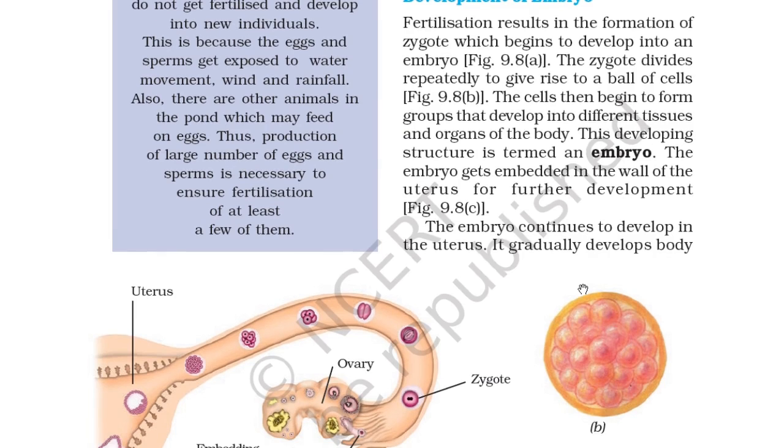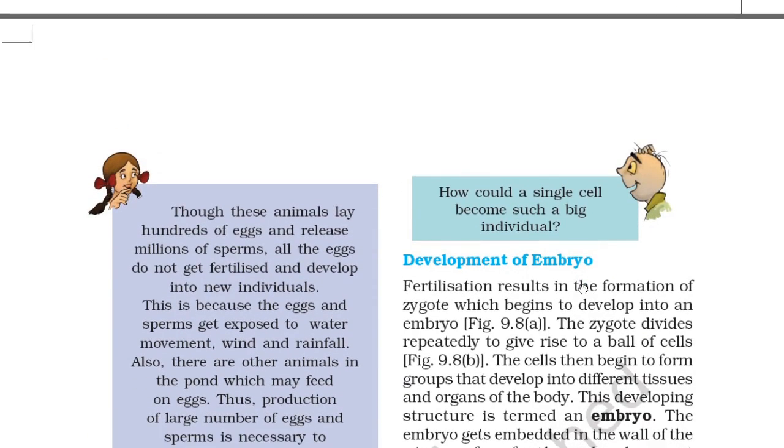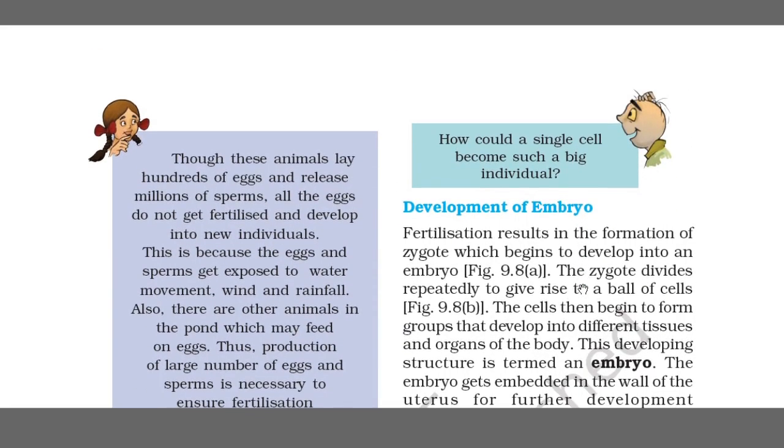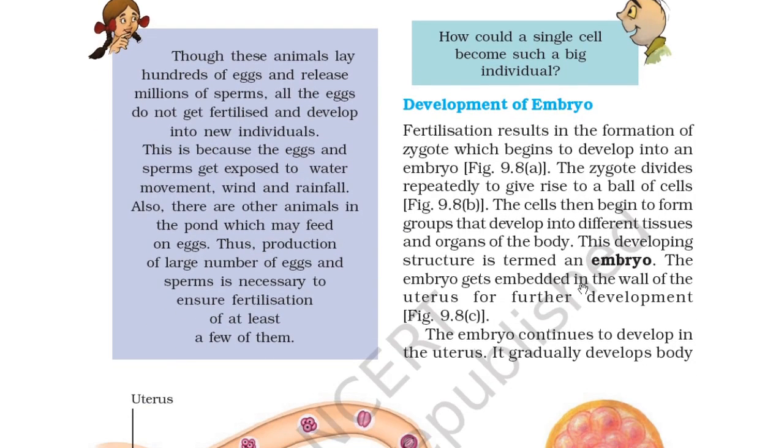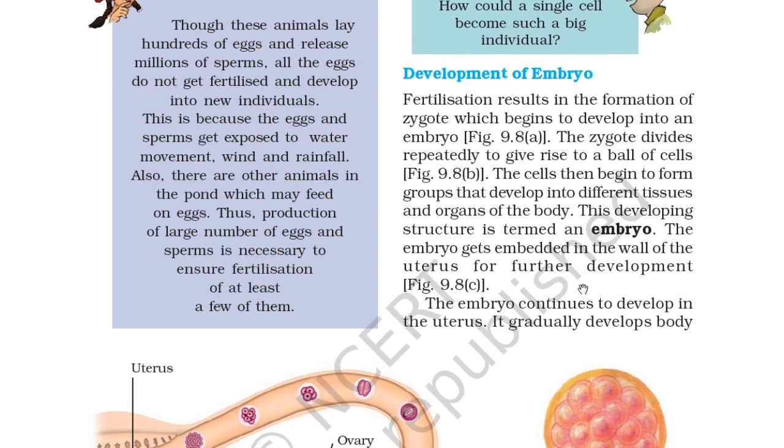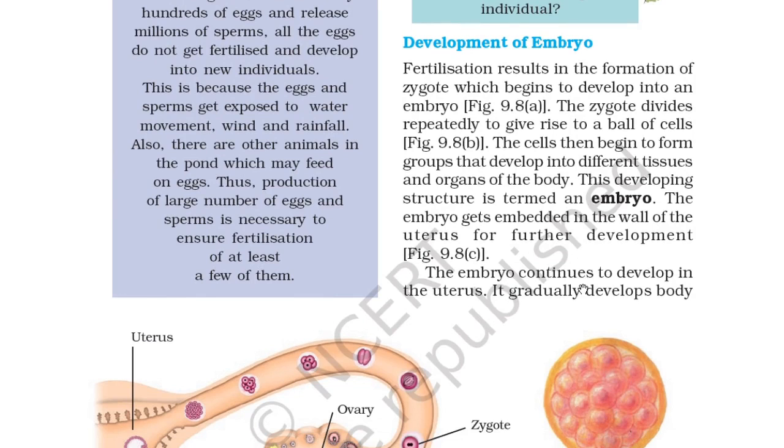So Bojo says, how could a single cell become such a big individual? So, development of embryo. Fertilization results in the formation of zygote, which begins to develop into embryo.